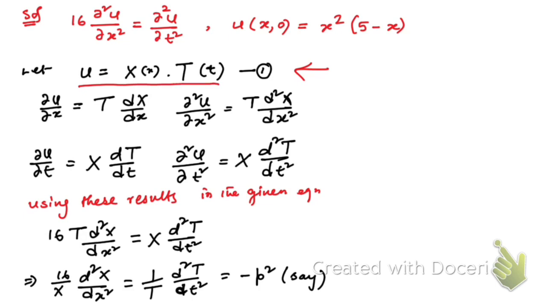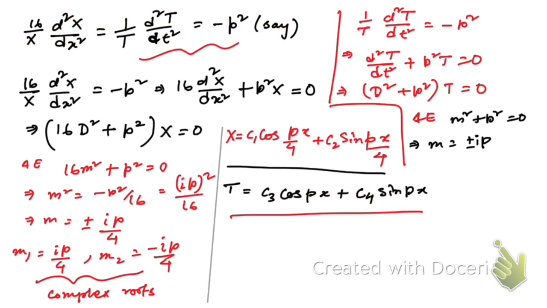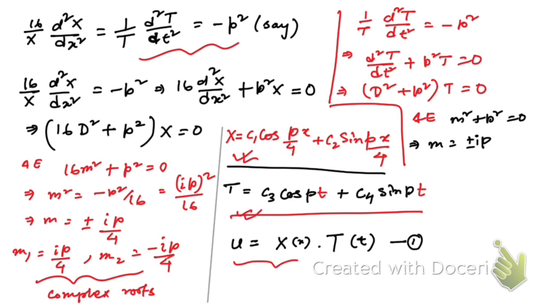So let me copy this. So here we're going to use, say I made a mistake here, that should be t actually. So here it should be t. Okay, so now let us use these two results in the first equation here.